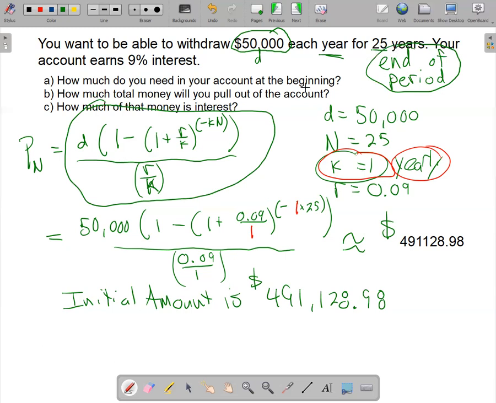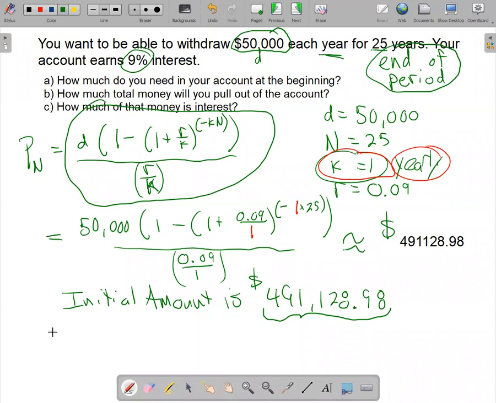All right, not quite done. How much total money is the $50,000? So let's figure that out next. So again, what's happening? Looking at it holistically, let's say somebody gives me this much money. If they do, and I have an account that pays 9%, at the end of every year I get $50,000. And after 25 years, the account will be empty. Right? So what am I actually getting?